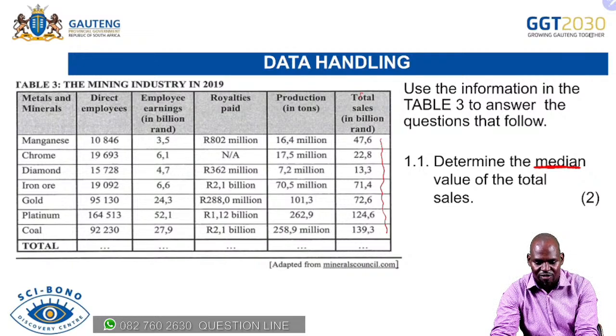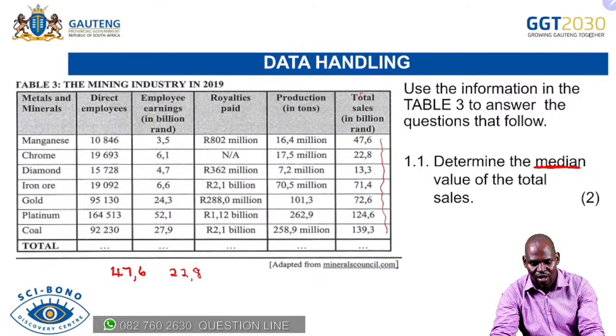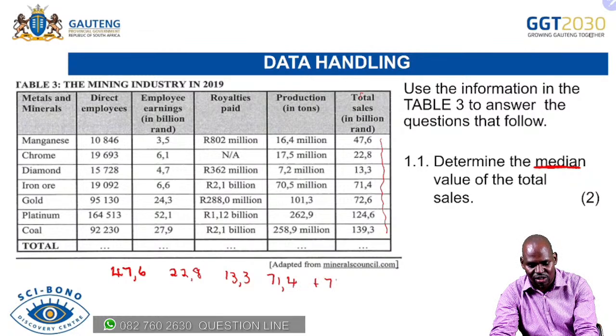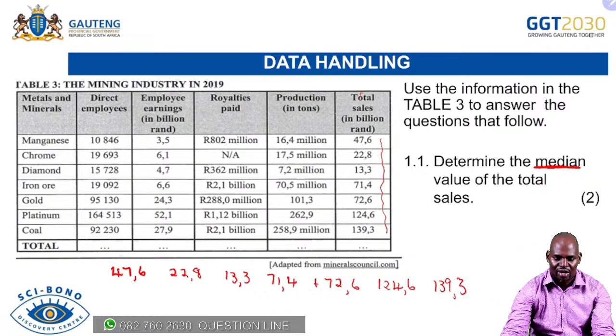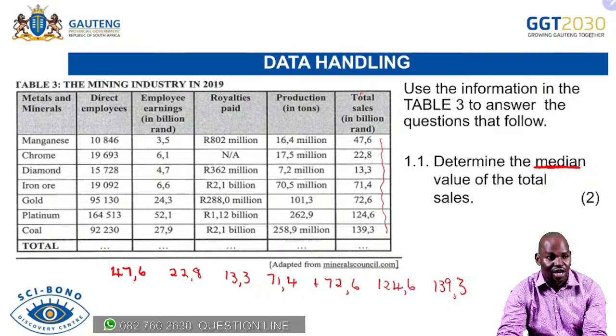So what we can do is first rewrite the values. There we've got 47.6, we've got 22.8, we've got 13.3, we've got 71.4, we've got 72.6, we've got 124.6, and then we've got 139.3. How many values are there in the table? There's 1, 2, 3, 4, 5, 6, 7. There's 7 values in the table.